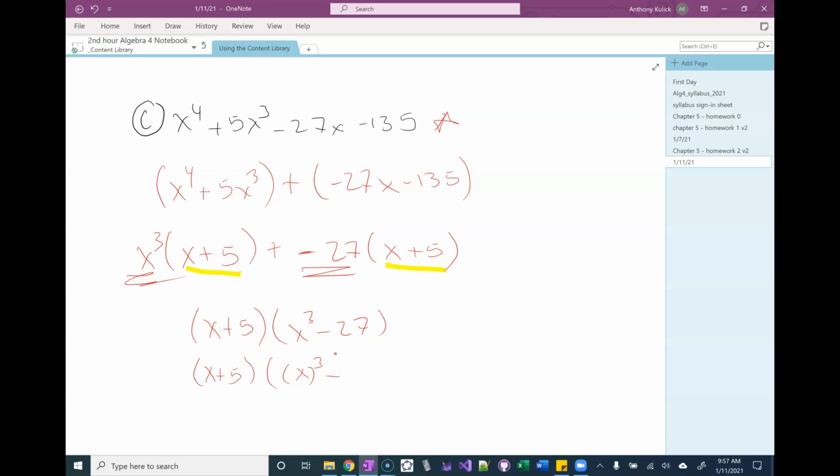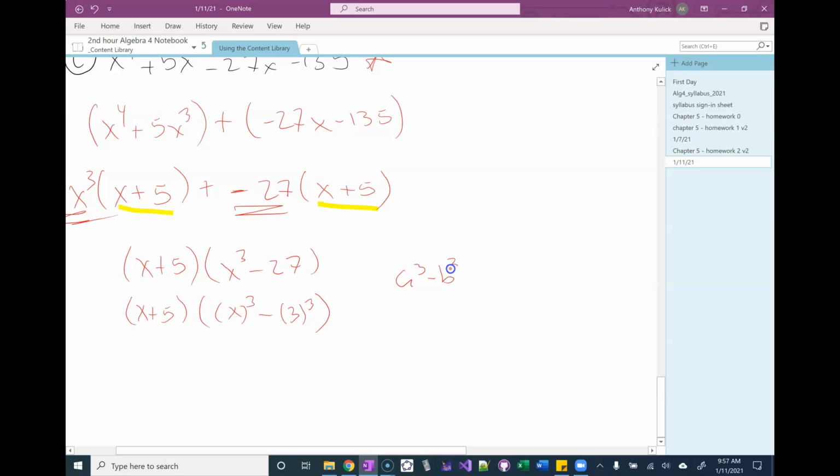But what is 9? 9 is 3 times 3, right? So 3 times 3 times 3 is 27. So 3 cubed is 27. Everybody agree with that? Okay.